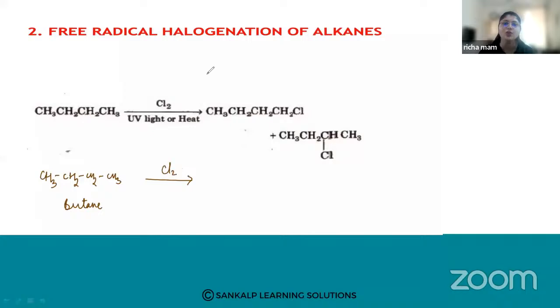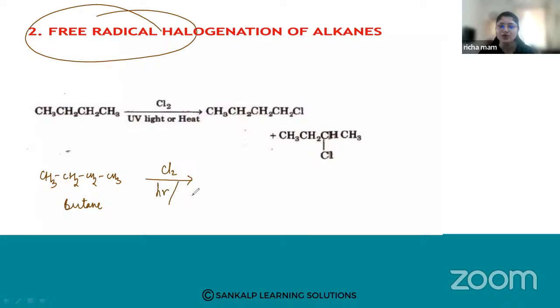So how will the free radical mechanism work? We take a halogen in the presence of h nu, that is light. You make use of UV light, or you can take heat. It should be in the presence of light or heat, so that the halogen forms free radicals. So butane, we are providing UV light or heat. What will happen first?